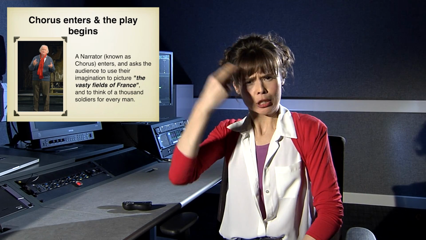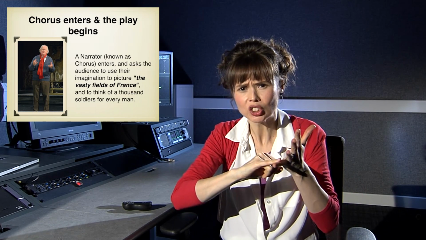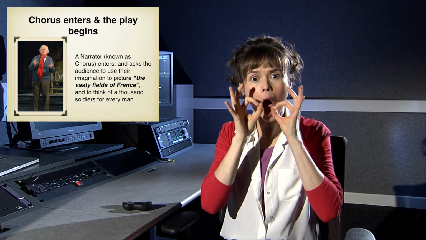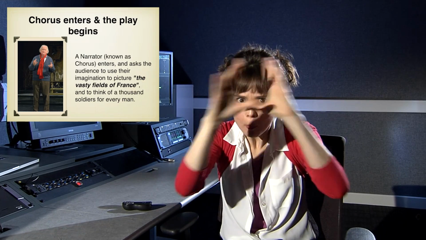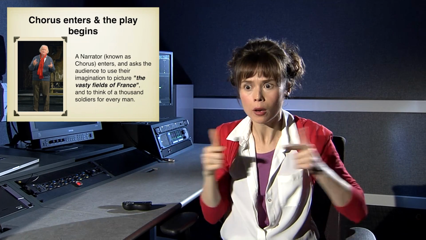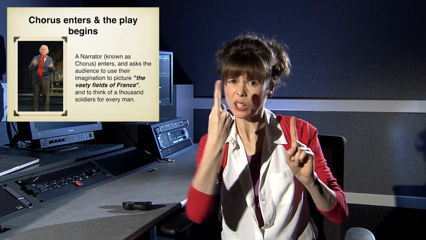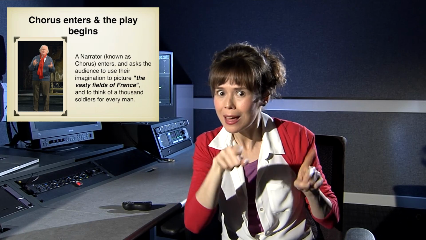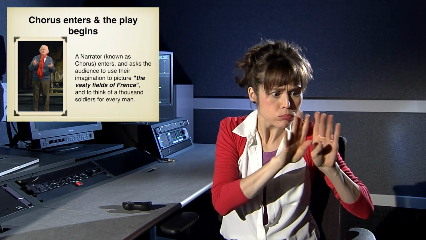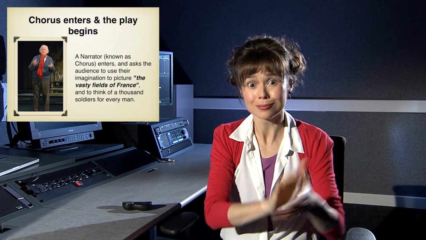So now I'm going to give a brief synopsis of the play, detailing what happens throughout. I'm going to use some photographs again. So at the start of the play, a character known as Chorus enters. He's a bit similar to a narrator perhaps, because he asks the audience to use their imagination to picture the vasty fields of France and to imagine that when they see one soldier, it's akin to an army of thousands.